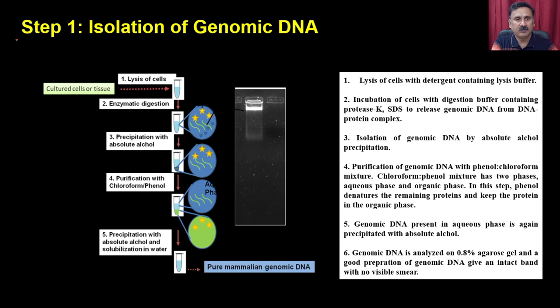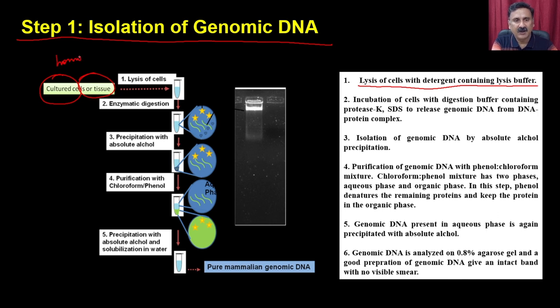So in step one, you're going to do the isolation of the genomic DNA. Isolation of the genomic DNA is a multi-step process. In step one, you are going to do the lysis of the cell with a detergent-containing lysis buffer. If the cells are cultured cells or tissue, you are actually going to do the homogenization, and that is going to give you the single cells.